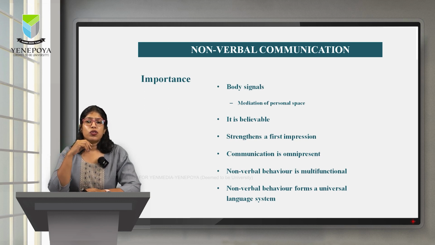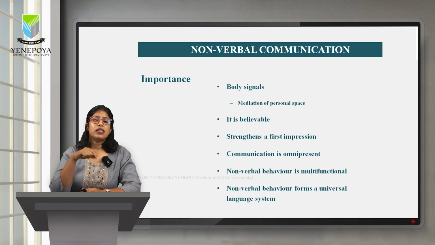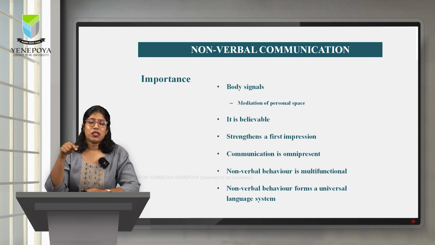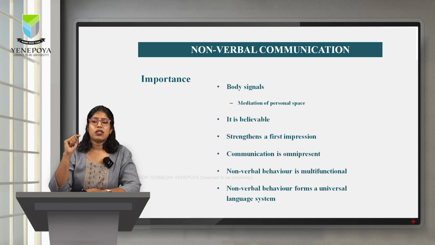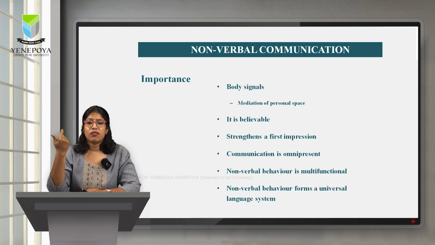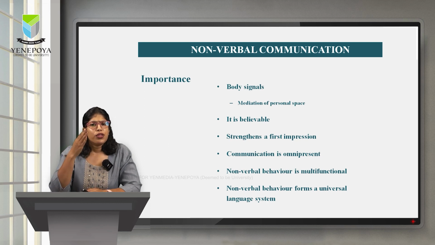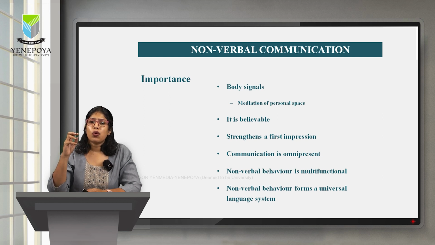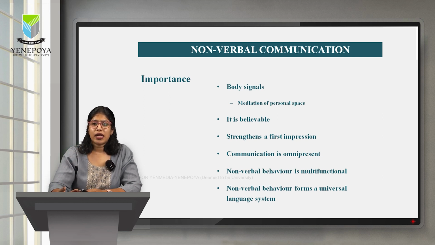Non-verbal behavior forms a universal language system as well. Similar to what I said when it is omnipresent, it is a universal language system. Everybody understands the different emotions: anger, fear, happiness, sadness, excitement, nervousness. Just like what you saw in Mr. Bean's video, you have different forms of emotions. And because of these emotions, you are able to express your behavior in that particular manner. So when this happens, you are able to connect with each other.